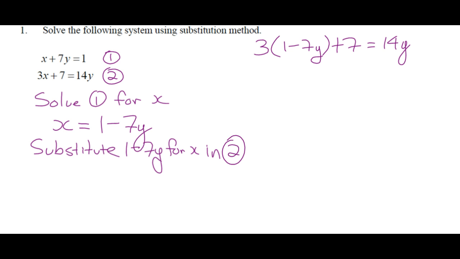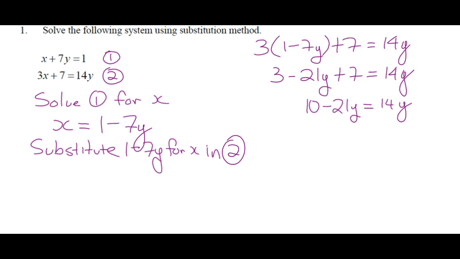Since we have made the statement that x is equal to 1 minus 7y, wherever we see an x, we are allowed to write 1 minus 7y. We now expand, so 3 minus 21y plus 7 is equal to 14y. We collect, so we've got 3 plus 7, so we're going to go 10 minus 21y is equal to 14y. We move the y's to one side, so I'm going to add 21y to both sides. We end up with 10 is equal to 35y. So y is equal to what?